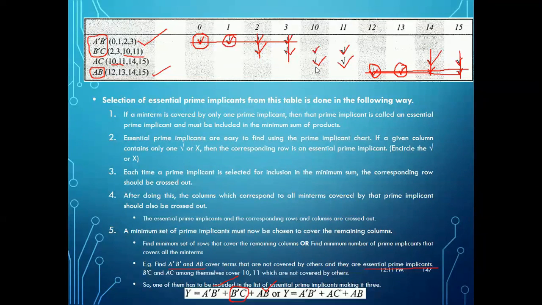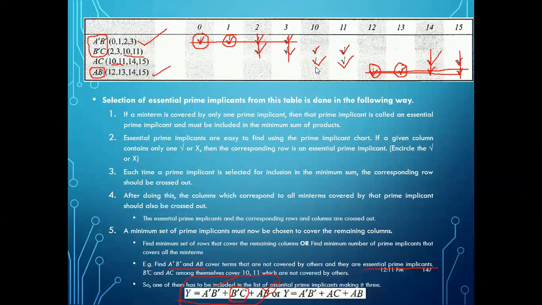So a bar b bar includes the min terms 0 1 2 3, ab includes the min terms 12 13 14 15, and b bar c includes the min terms 2 3 10 11. So 2 3 is already included in a bar b bar, but the remaining ones, 10 and 11, have to be included, so that's why I have included b bar c. So this is one expression you can write.